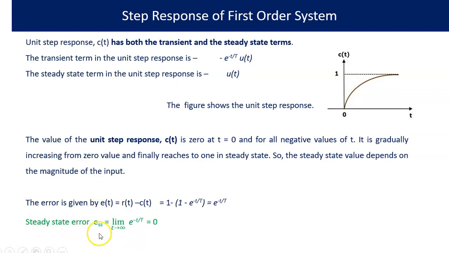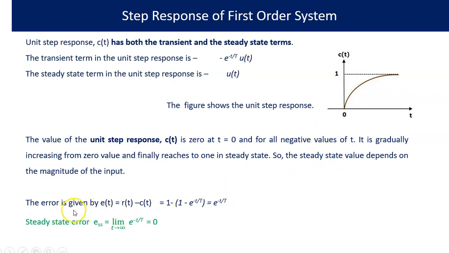It is denoted by ESS, steady state error. When time t tends to infinity, this term will become 0. That is, finally it approaches the steady state value of 1. There is no error at steady state or when time t tends to infinity.